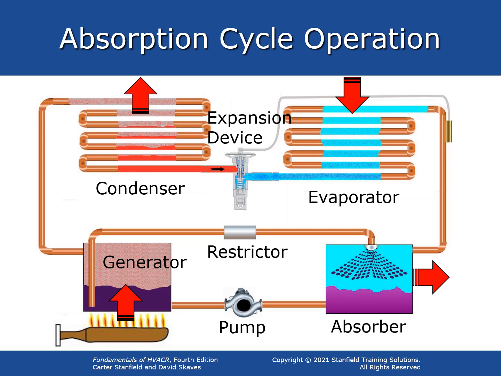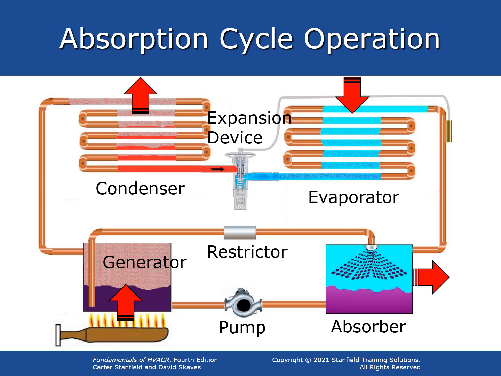The generator holds a solution of water, the absorbent, and ammonia, the refrigerant. Heat is applied to the generator to boil the ammonia out of the water and create a high pressure. The high-pressure ammonia gas travels to the condenser where it is condensed to a liquid, giving off heat. The liquid ammonia pressure is reduced at the expansion device and fed to the evaporator at a low pressure and temperature. In the evaporator, the ammonia absorbs heat as it evaporates.